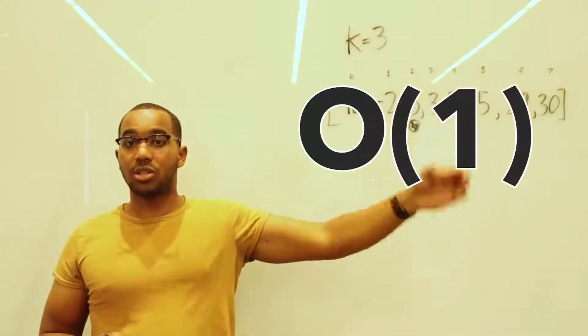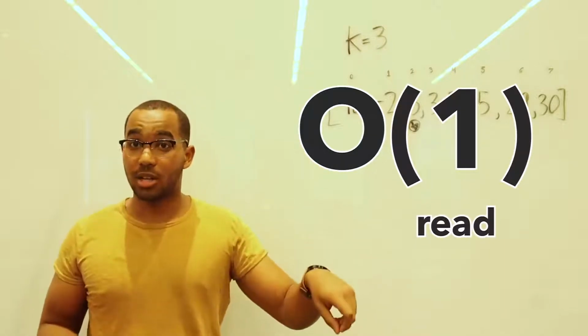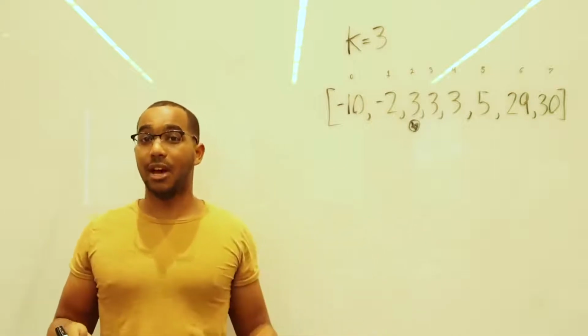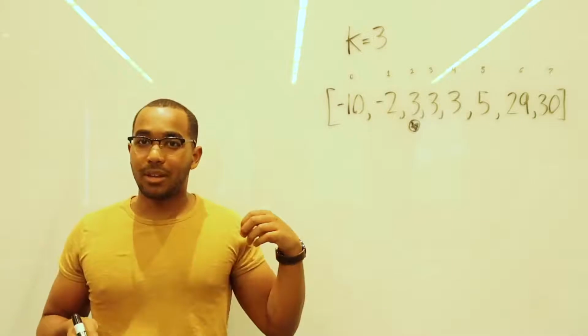We're going to do a constant amount of work. Remember, constant time. Read operations into an array are constant. So n and then constant time per item, that's linear time. We can do better than linear time here because the array is sorted.